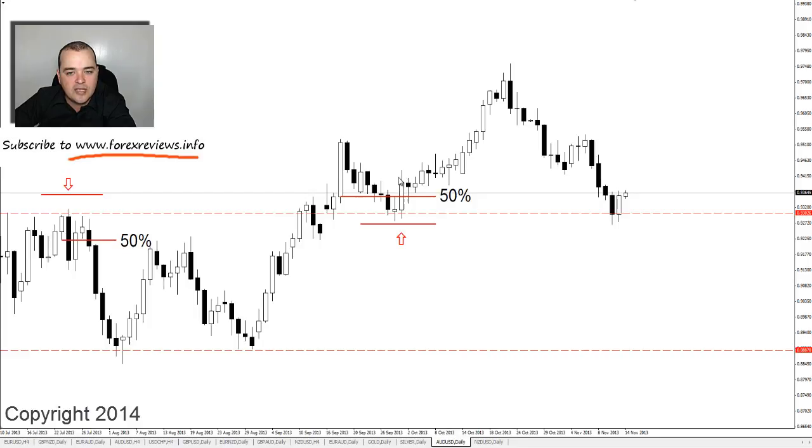Instead of entering after the candle, you could have entered at the 50% rule and then placed your order right here to go bullish. Because this was a break above, so this is a bullish signal. This is resistance becoming support, and then price went north.